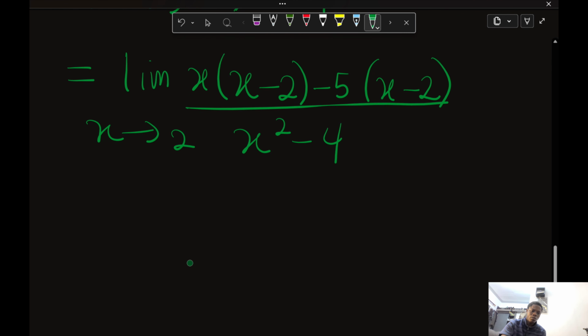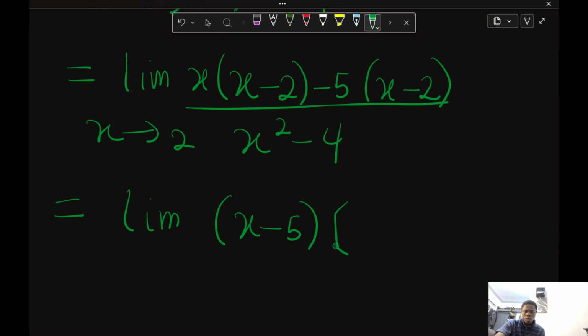So we continue to simplify. We are going to get the limit. Now we put the two factors outside the bracket in one bracket, the reverse of expansion. So it's going to be x minus 5 in one bracket, then you repeat one of the common brackets, which is x minus 2.